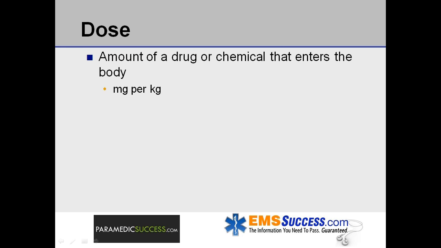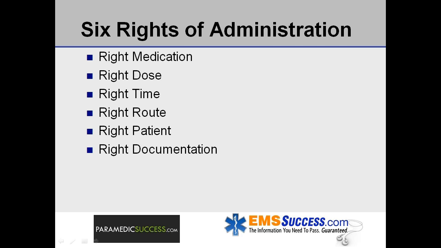The dose is the amount of the drug or chemical entering the body. This is usually given as milligrams of the chemical per kilogram of body weight. Remember the 6 rights of medication administration: the right medication, the right dose, the right time, the right route, the right patient, and the right documentation.